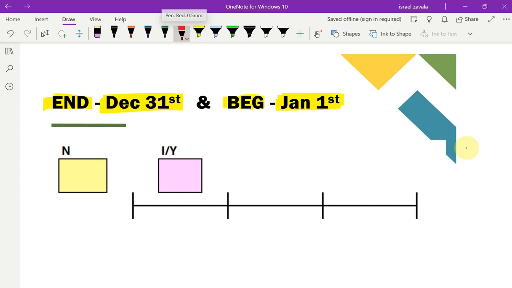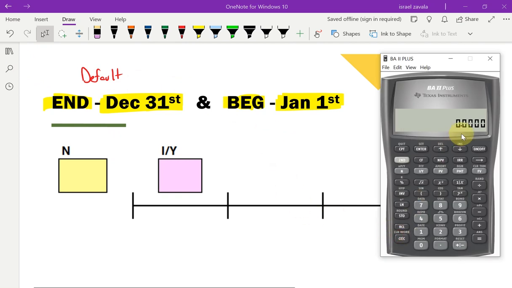Now, your calculator by default is set to end mode. So when I pull up the financial calculator, you'll notice that it doesn't say anything. It doesn't say whether it's in end mode or begin mode. It just is, right? To change it to begin mode, you actually have to tell the calculator, hey, I want you in begin mode. And it'll always remind you right here, hey, I'm in begin mode, because that's not the default setting. So let me change that back.